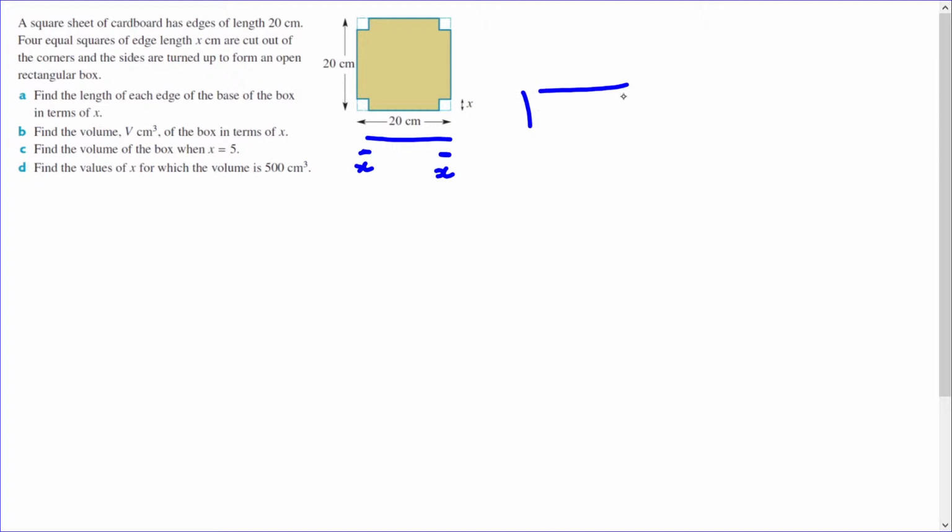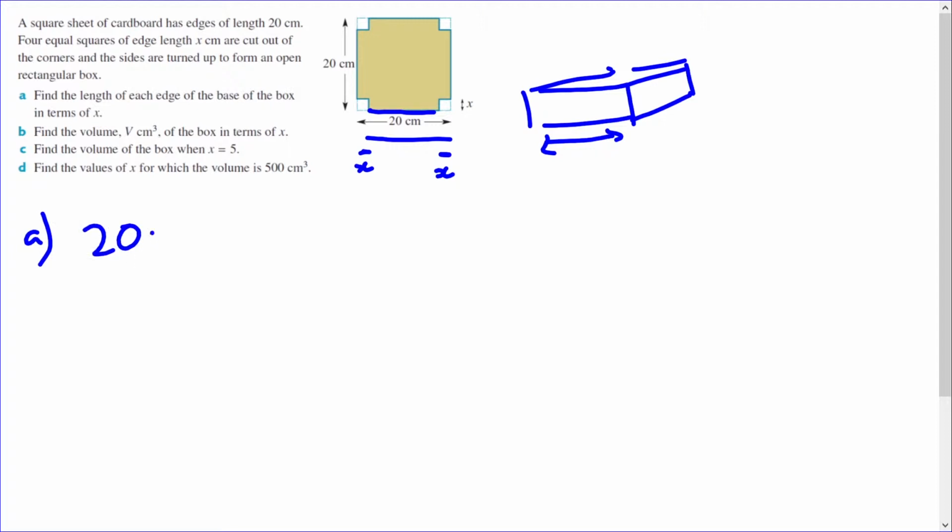So if we folded that up like this into our 3D box, what we're looking for is this base edge here, so this little tiny part there. So first part, we notice that all the way across would be 20 centimeters, and we have to take away two lots of x. So we could write L equals 20 minus 2x.